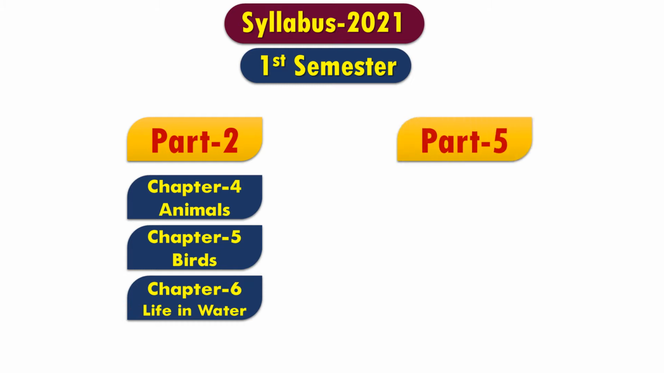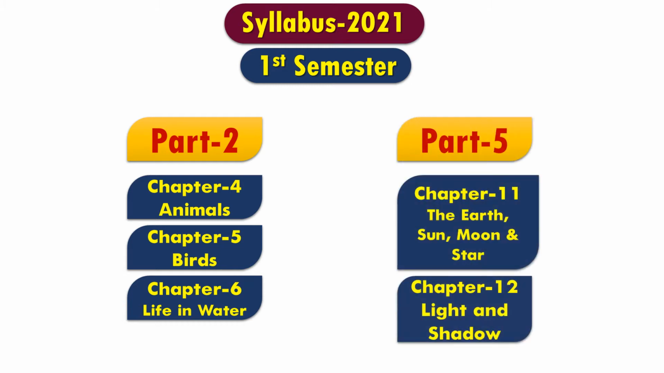Under part 2 there are 3 chapters. Chapter 4 named animals, chapter 5 named birds, chapter 6 named life in water, and in part 5 it's chapter 11, the earth, sun, moon and the star, and chapter 12, light and shadow. So these are the parts of our semester 1.